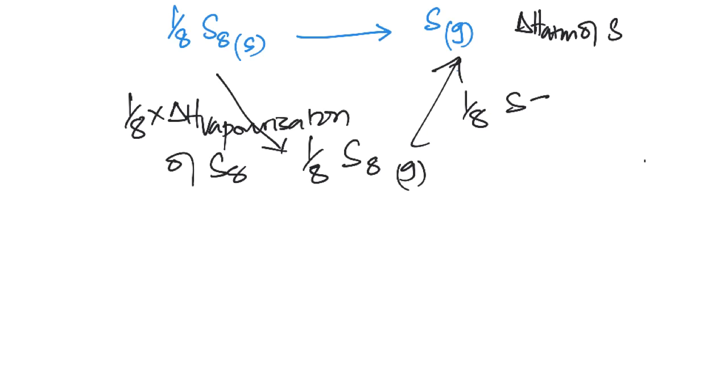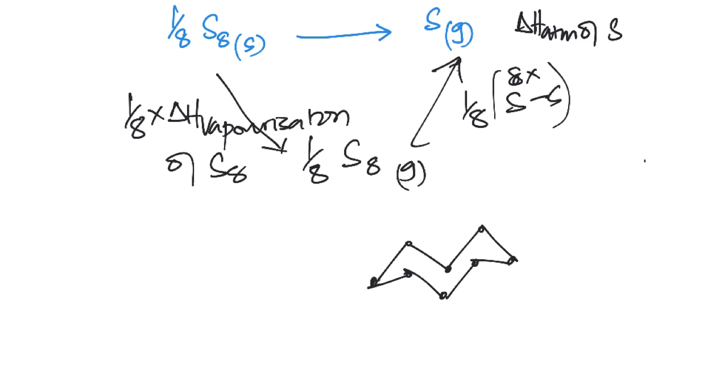If you know the sulfur ka, isme kya hai? Sulfur S8 is this. S8 mein kitne bonds hai? 1, 2, 3, 4, 5, 6, 7, 8. There are 8 bonds. So it's 1/8 times 8 times the S-S bond. Because for 1/8, you need only the energy of one of the bonds. You break all the 8 bonds and then you divide by 8.